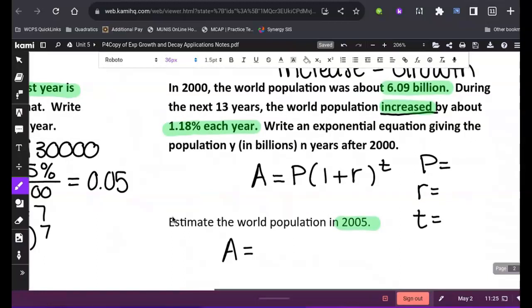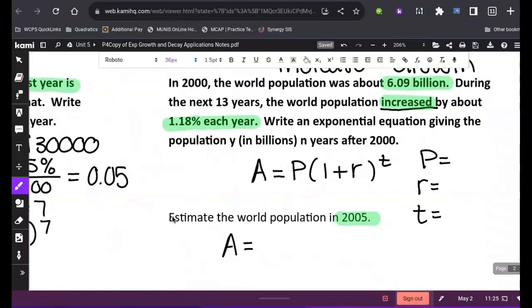So it says the world population was about 6.09, so that's our starting amount. We're increasing by 1.18%, which I have to divide by 100. So 1.18 divided by 100 is 0.0118.